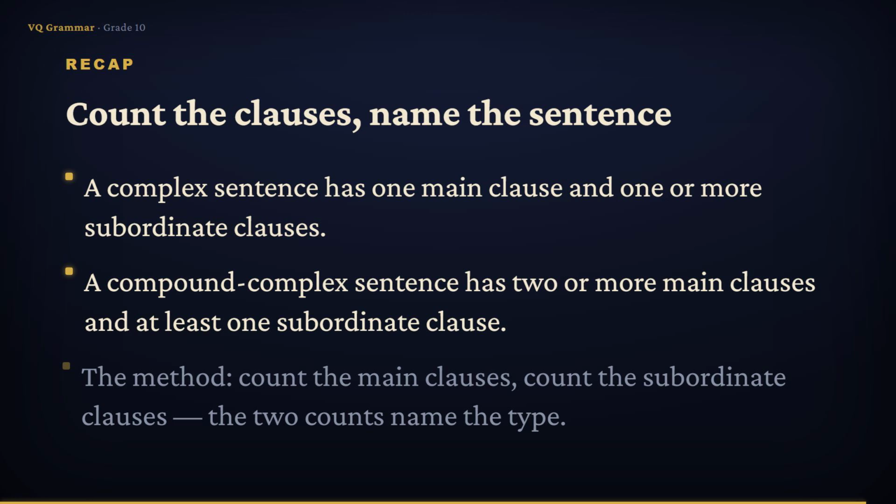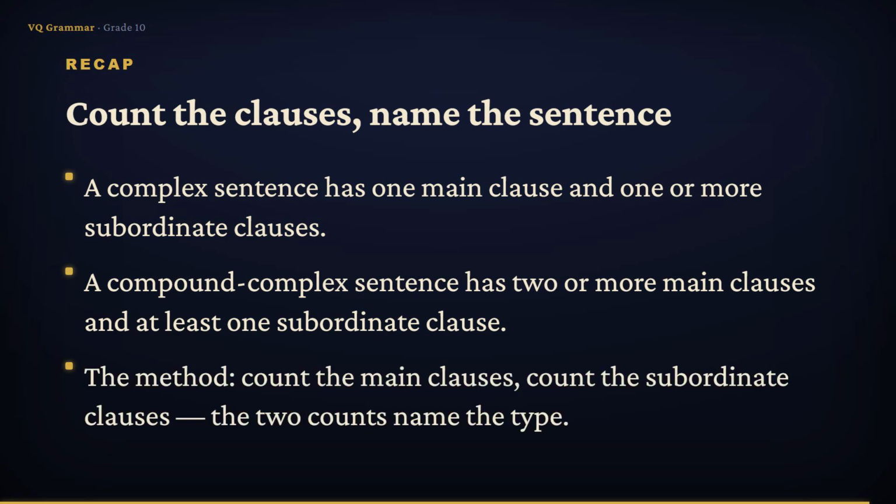And the method never changes. Count the main clauses, count the subordinate clauses, and let those 2 numbers name the sentence for you. Simple, compound, complex, compound complex. You now have all 4.